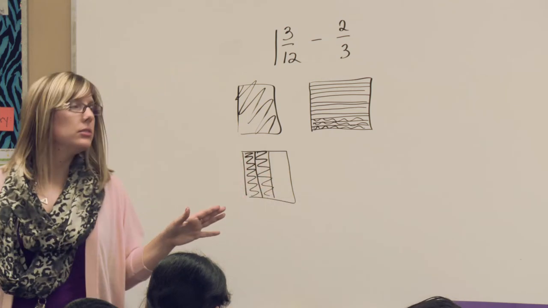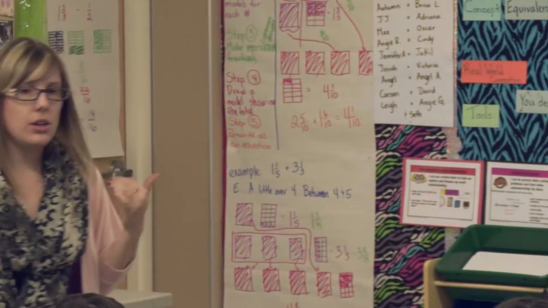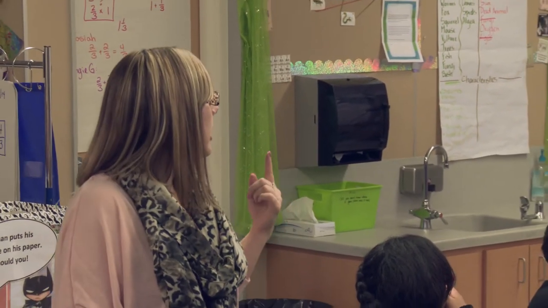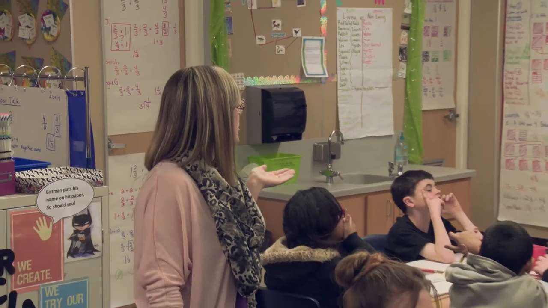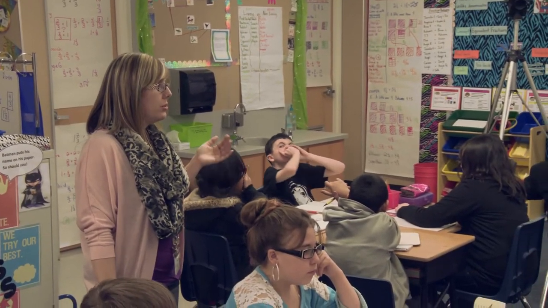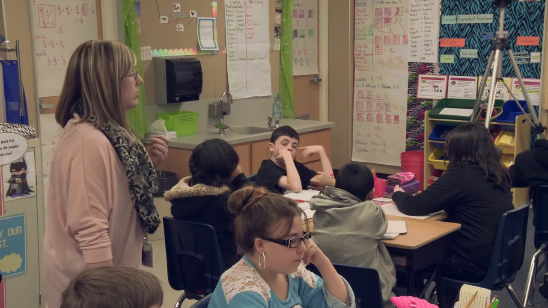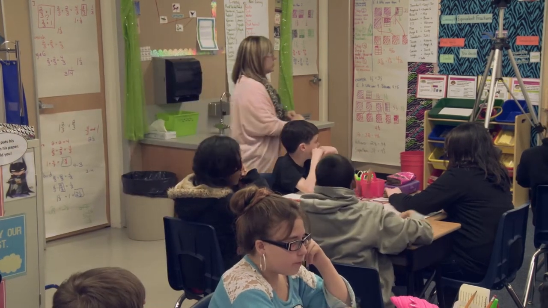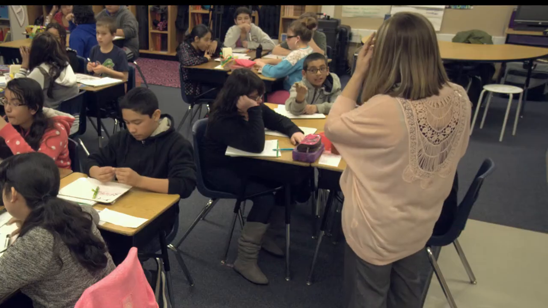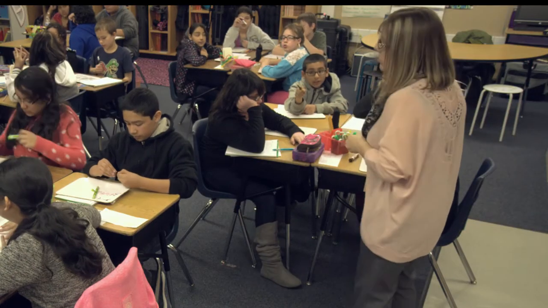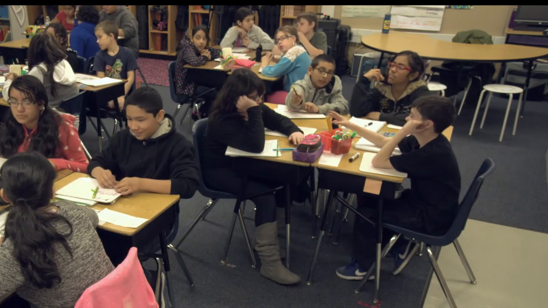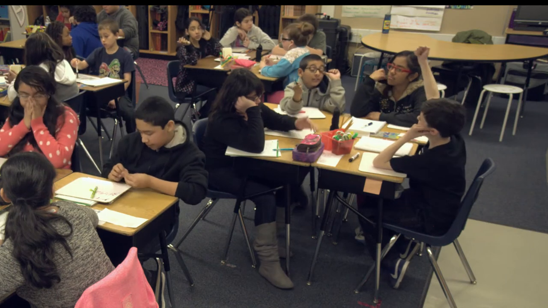I have a predicament. I've got 1 3/12 minus 2/3. What can I do here? What do I need to do? Think. I've got my 3/12 partition. I have my 2/3 partition. What do I need to do? Talk to your table partner. What do I need to do? Cut the 12s into thirds and then cut the thirds into 12s. Right? Exactly. 12s and thirds.